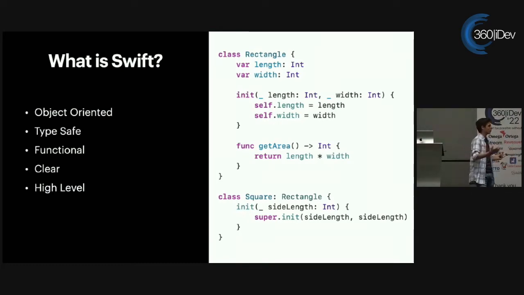Functional just means we have functions. See that get area method? That's a function. Clear means this is all easy to understand. Easy for you guys, hard for like 90% of the population, but we're going to ignore them and just say that this is clear and easy to understand because it kind of is. High level just means that we don't have to deal with memory management on our own. We're going to get a little deeper into that later on, but for now, high level just means that all of the behind the scenes stuff is handled by the computer, by Swift, and we don't have to worry about the nitty gritty.